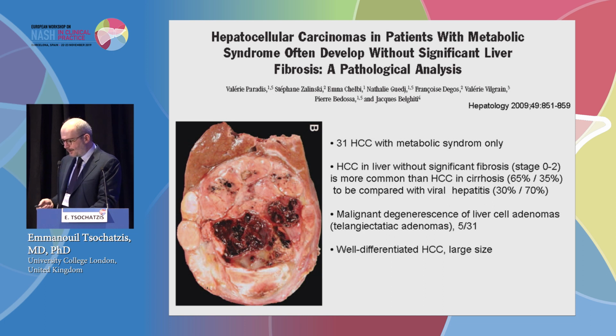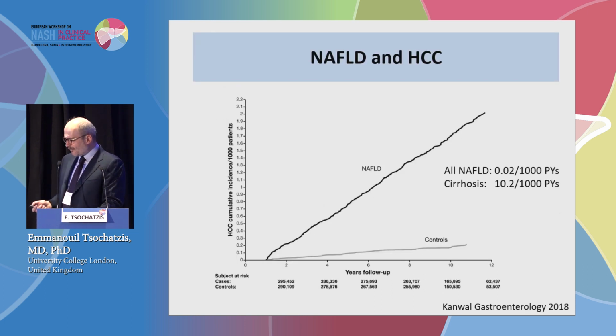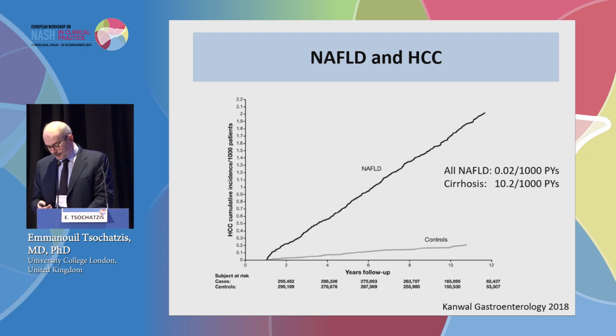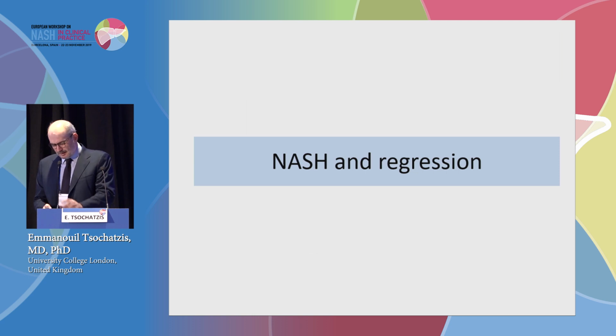This was published over 10 years ago now, but it shows that in non-cirrhotic livers, the cancers tend to be well differentiated and of larger size. And of course, if we look at the attributable risk, this is of course very, very low in non-cirrhotic patients, but present. Now, regression, as I showed you, 20% or 25% of patients with protocol biopsies improve, they regress.